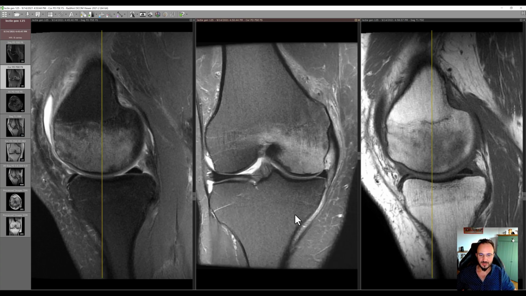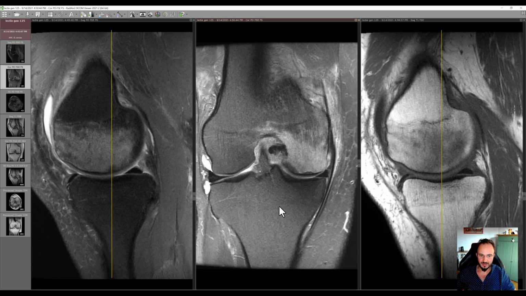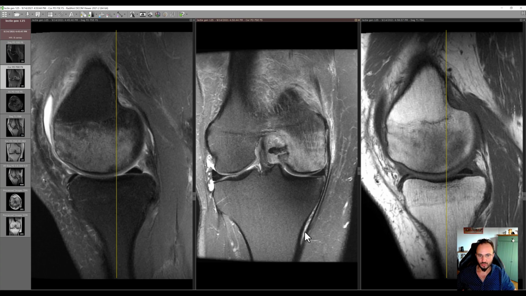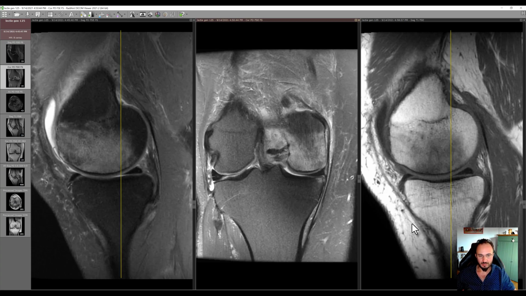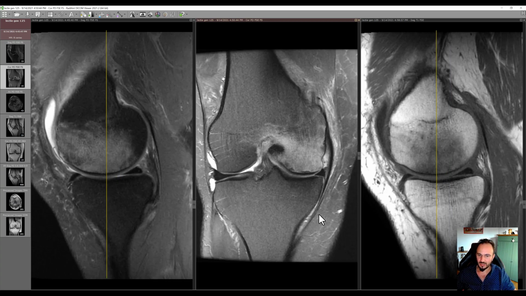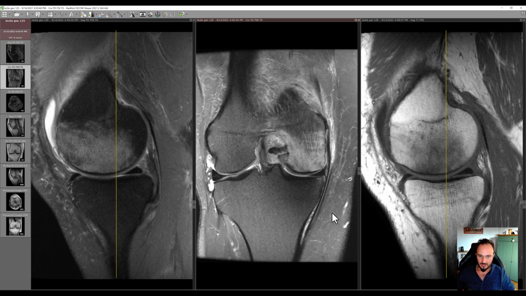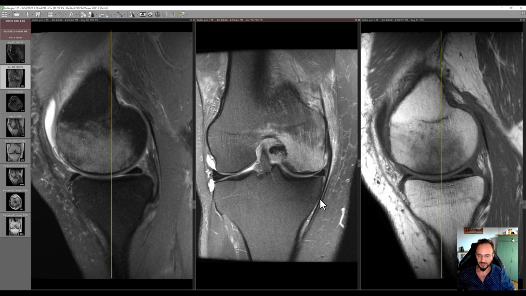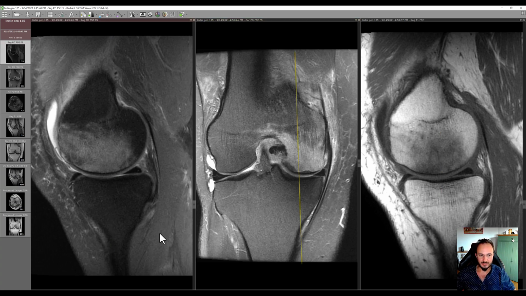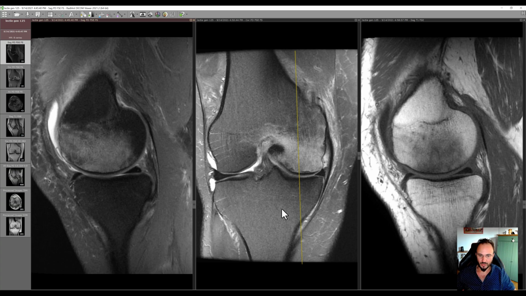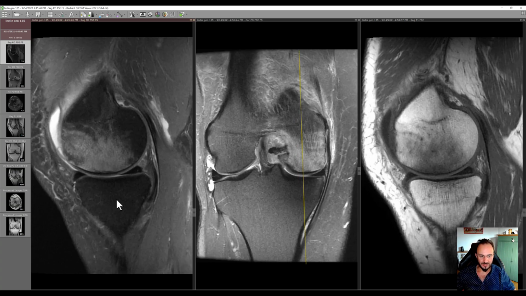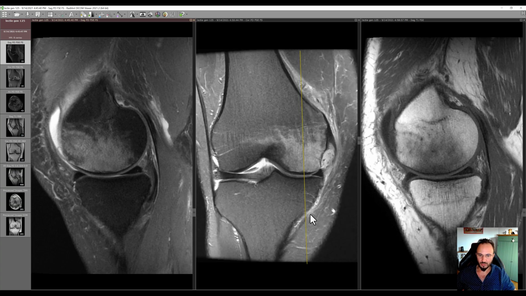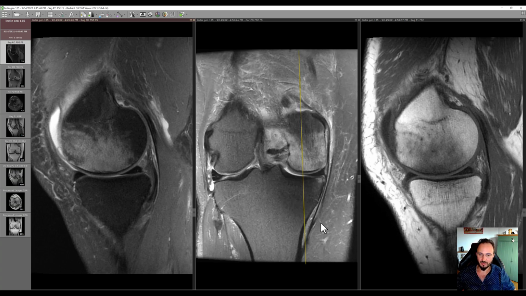Another case. This is a knee, a patient who is in his 40s, had a long walk on the beach, felt some pain. Since then the pain is constant, slightly aggravating, and he decided to do an MRI. What do we see in MRI? We see a huge amount of bone marrow edema in the medial femoral condyle.